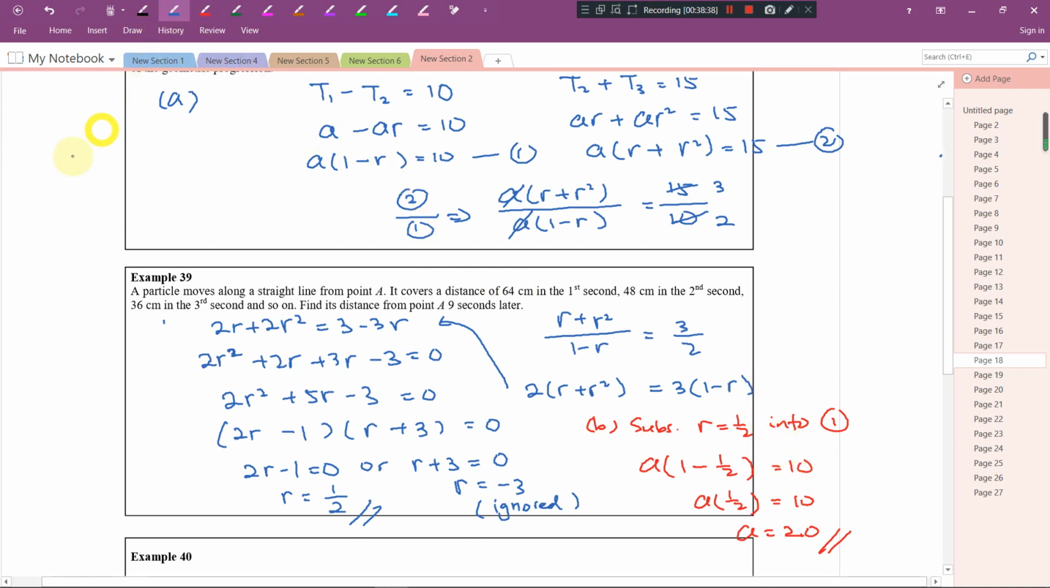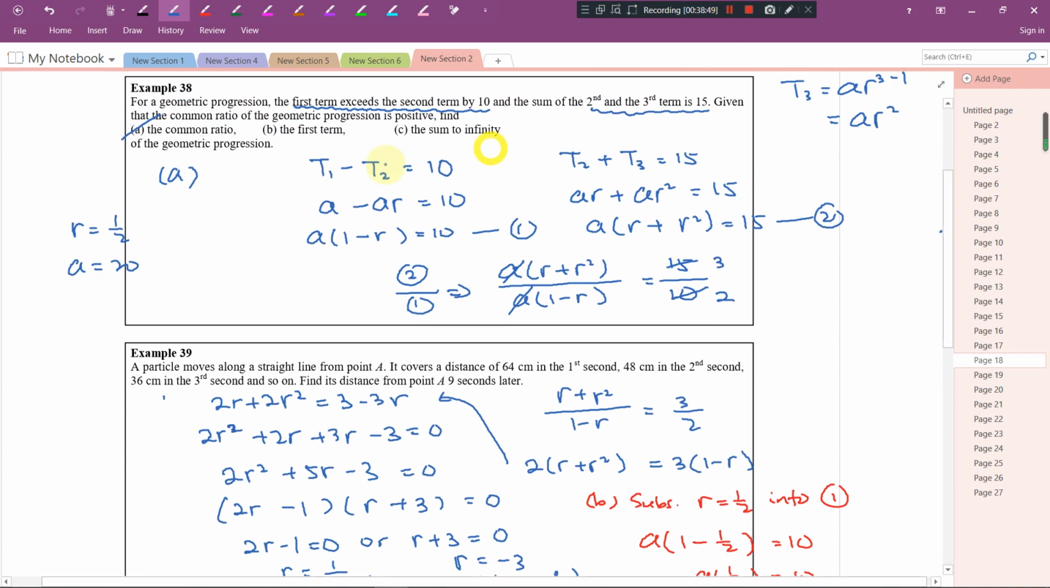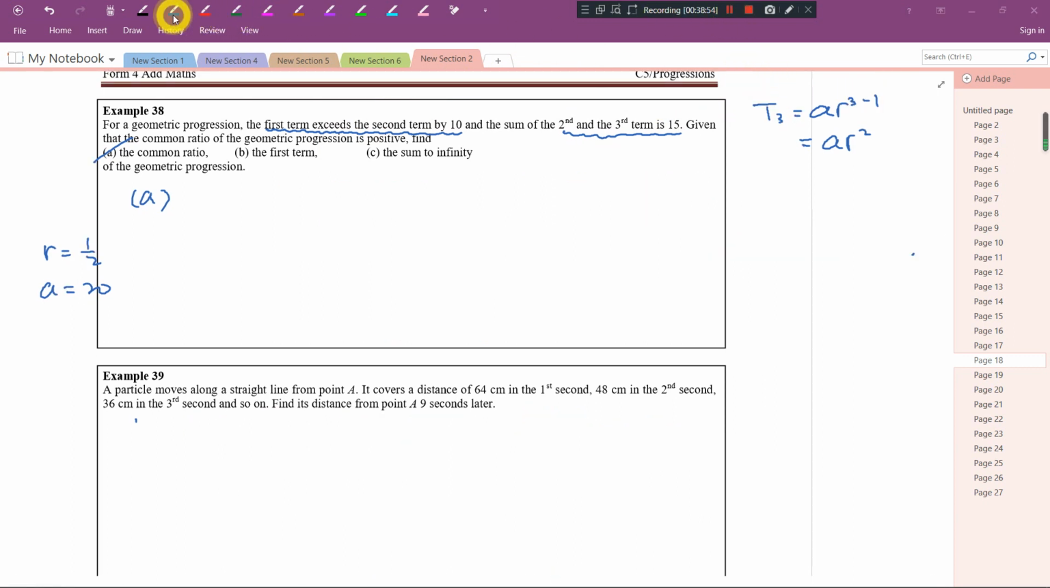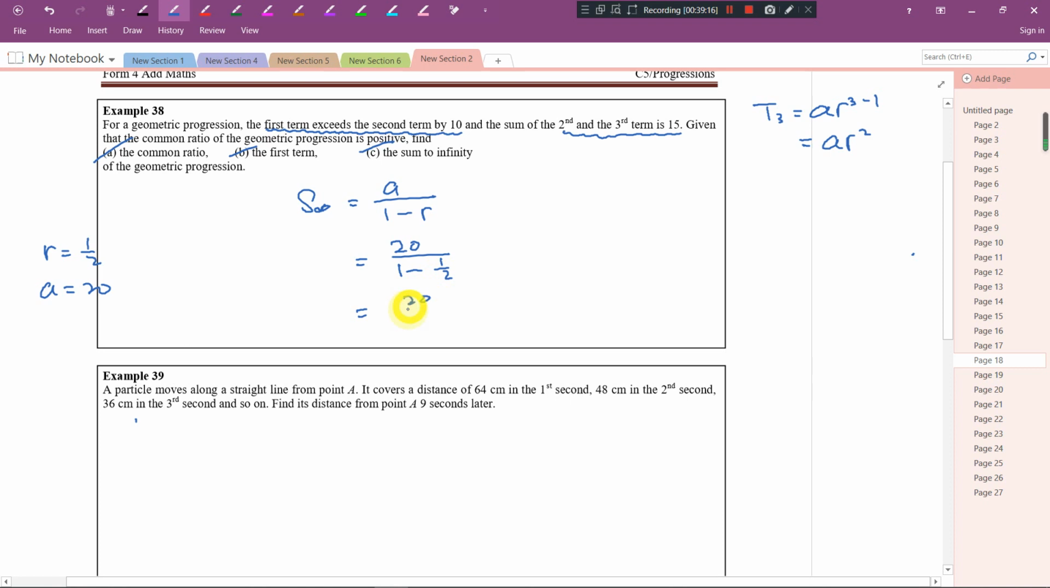Okay, let me copy down the values for R and A first. Okay, let me go to the last part. What is the formula for the sum to infinity? Sum to infinity is A over (1 minus R), right? So A is 20, and R is equal to 1 over 2. 20 divided by 1 over 2, you can press the calculator if you want. Dividing by 1 over 2 is actually equal to times 2 over 1, which is equal to 40. Okay, so this is the answer for these questions.